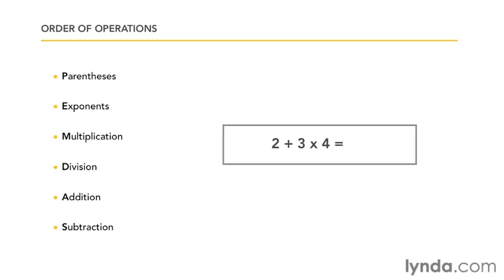So the answer to 2 plus 3 times 4 is you multiply 3 times 4 first and then add 2, so the correct answer is 14. The easiest way to remember this, you may remember this from school, is please excuse my dear Aunt Sally. Excel does it the same way that you would do it on pencil and paper.